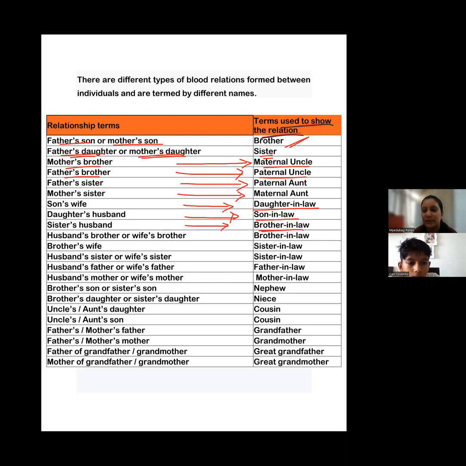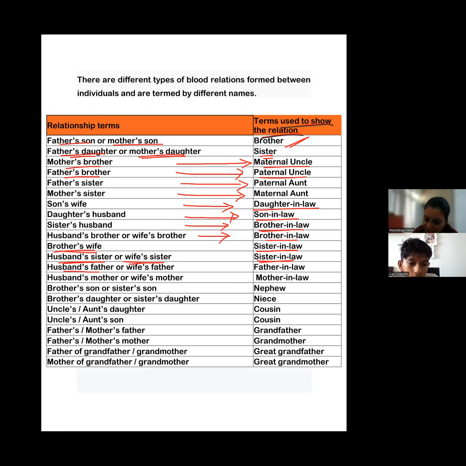Then sister's husband will be brother-in-law. My sister's husband will be my brother-in-law. Husband's brother or wife's brother will be brother-in-law again. Brother's wife, sister-in-law. Also, husband's sister or wife's sister will again be sister-in-law. If you are finding it confusing, while solving the question you can also refer to this table. Similarly, we'll see all the other relations in this way.